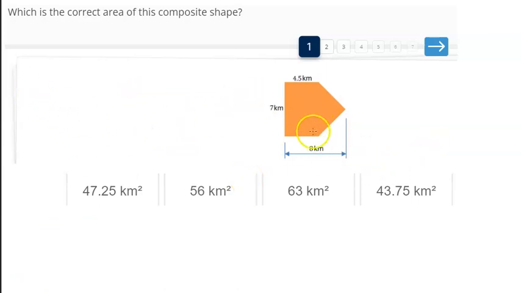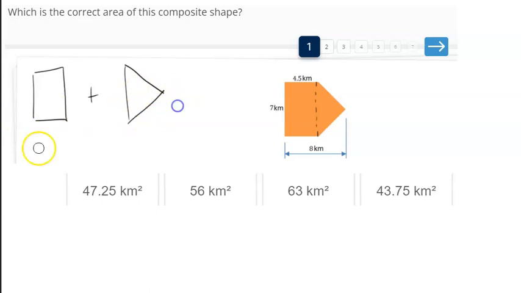So this composite shape here, we can see that this shape is made up of 2 shapes. The first one is a rectangle, and the second one is a triangle. So rectangle here, plus this triangle, which is here. Bit of a shocking triangle. I got an eraser. Here we go.